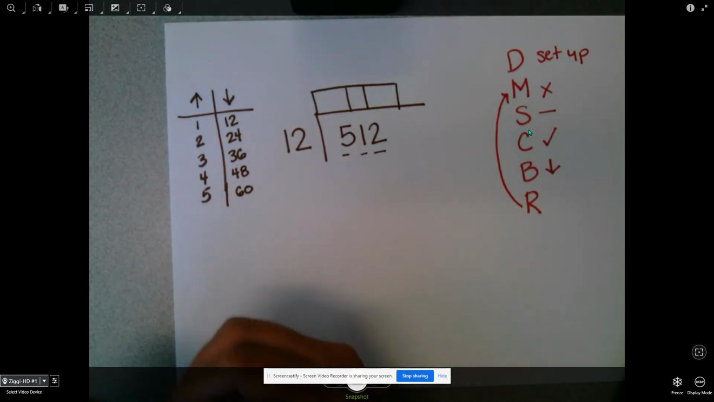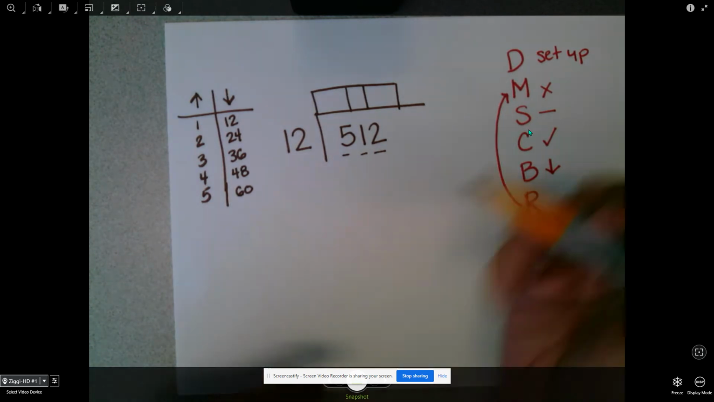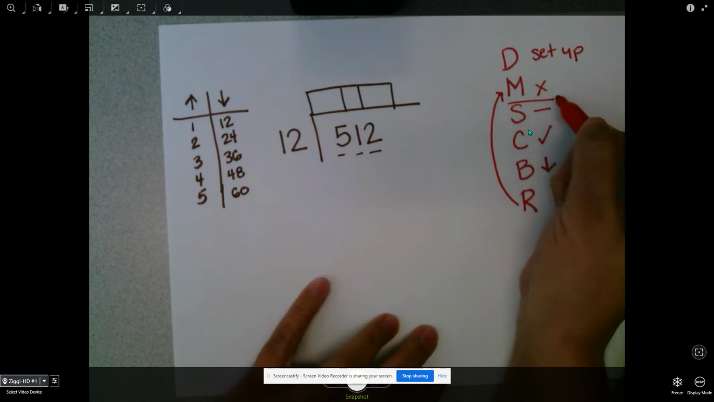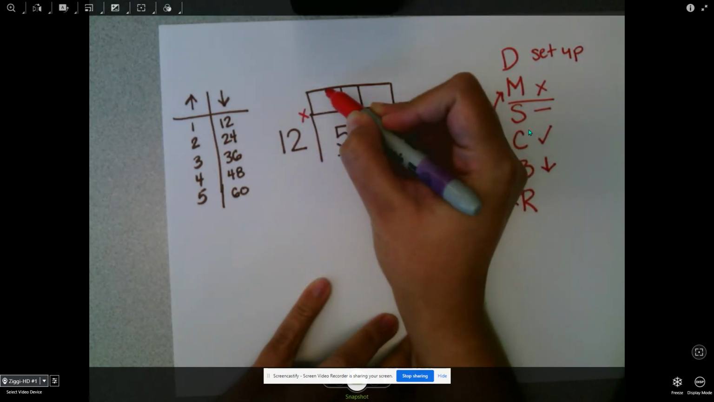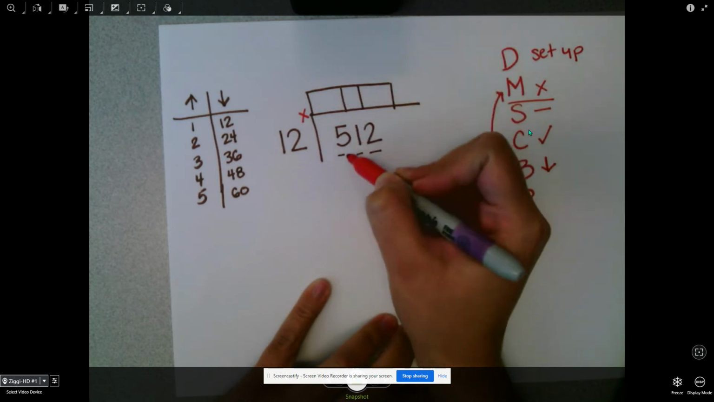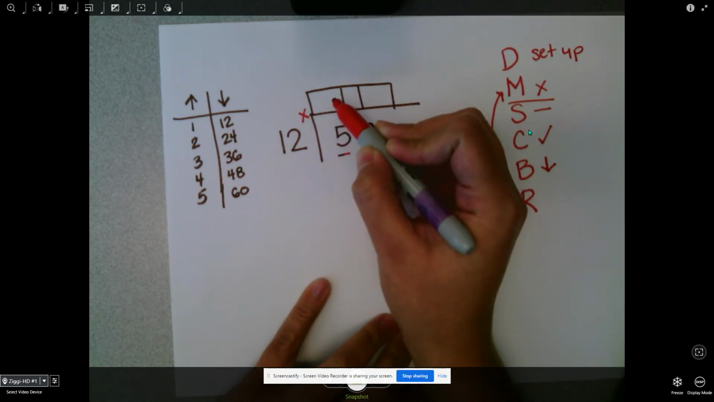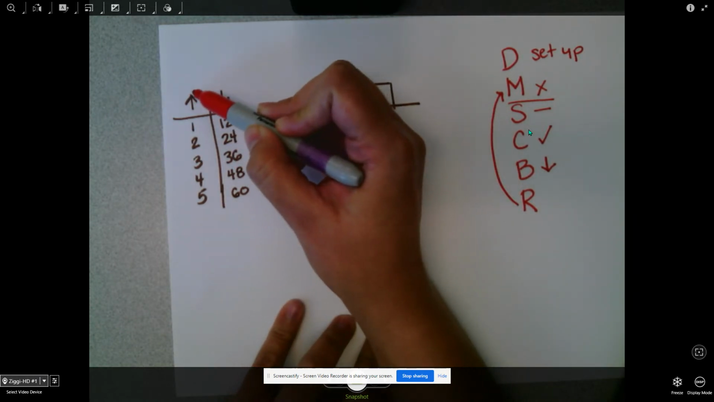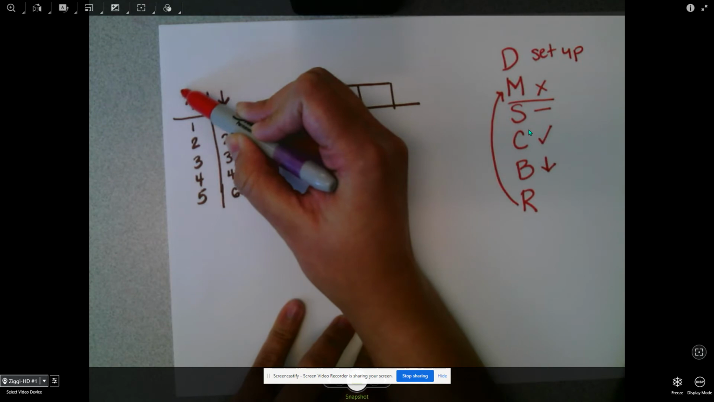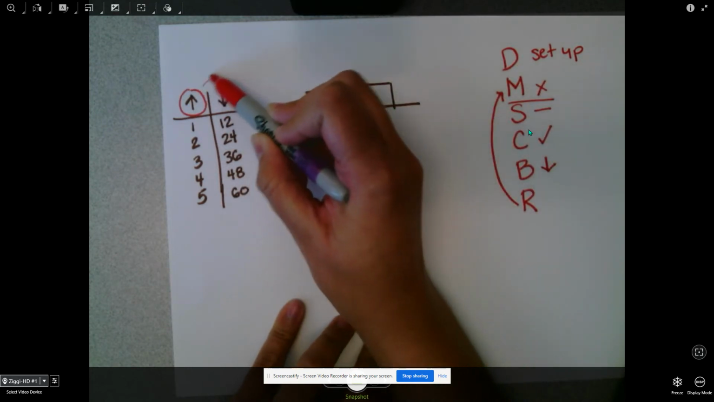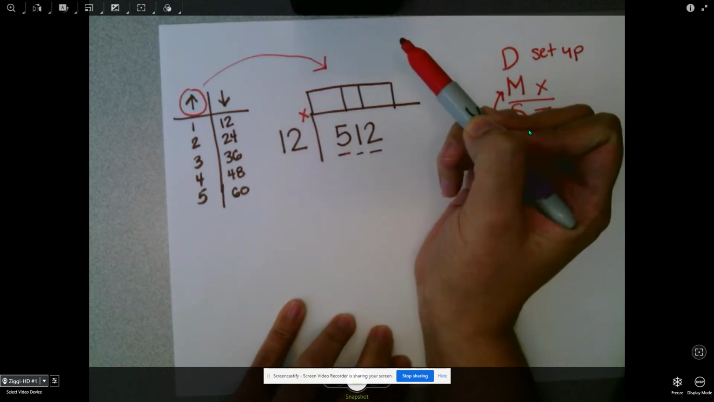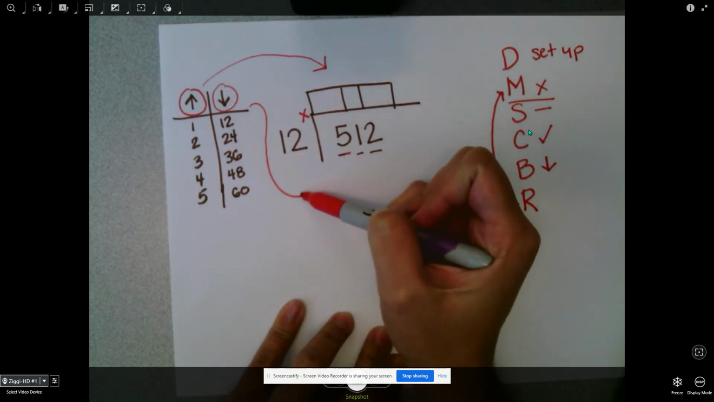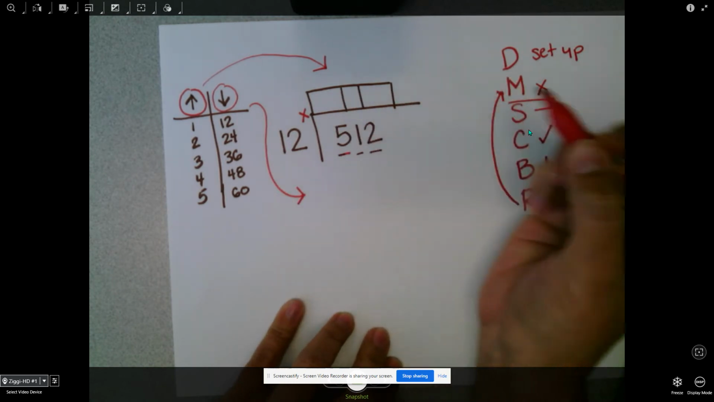So I'm going to start, and I'm going to start color coding. So I'm going to multiply. 12 times what is going to give me my first box. My first box is 5. 12 times what is 5? And this is where I use my tops and bottoms table. These numbers right here are going to be on the top, so these numbers will go on my quotient. And these numbers right here will go on the bottom. That is why we call it the tops and bottoms table.